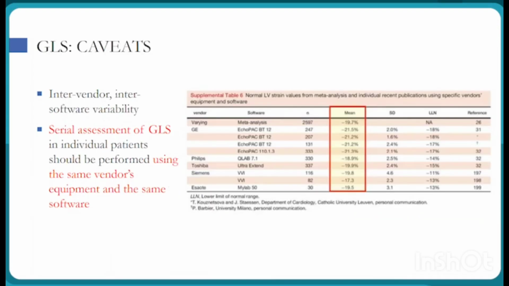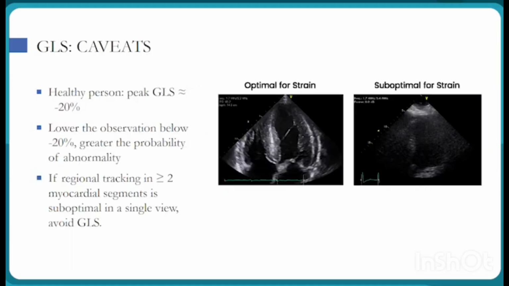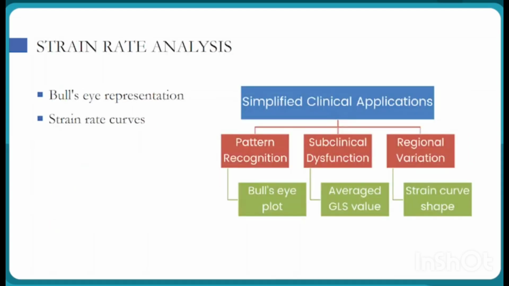There are some caveats to global longitudinal strain. One is that it has major inter-vendor variability, and among the vendors there is also inter-software variability. So when you are assessing GLS serially in individual patients, it should be performed using the same vendor, the same equipment and the same software. In a healthy person, the peak GLS is around minus 20%. The lower the observed value below minus 20%, the greater is the probability of abnormality. If regional tracking in more than 2 myocardial segments is suboptimal in a single view, then in such patients avoid doing GLS.